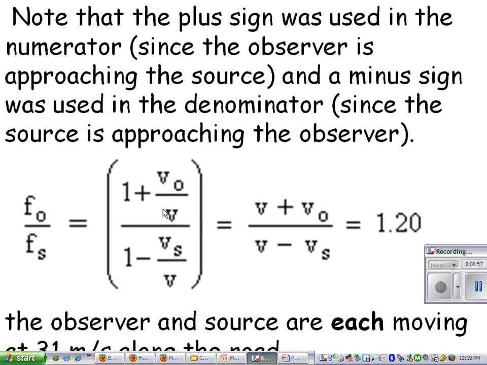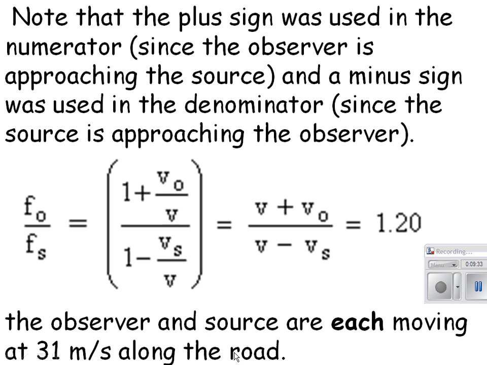So you go ahead and you get a common denominator. You go through the mathematics of all this. You have to add these two fractions on top together, these two fractions on the bottom together. So you get a common denominator, add them together, then you do some algebra, and you end up with (V plus VO) over (V minus VS) equals 1.2. The observer and the source are moving, and if you solve this, you plug in 343 meters per second for V, and VO and VS are the same number. You just put X in there for that. So you go ahead and you end up with an answer of 31 meters per second moving towards each other.